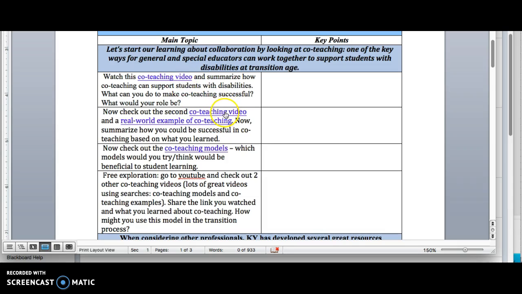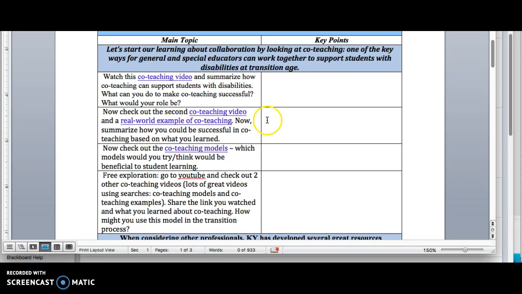So I've got some great videos that are embedded, including a real-world example of co-teaching that I'd like you to check out. And what I want you to be thinking about as you're watching them is, how can this concept help me support students who are a transition age? So if I'm in an ideal teaching setting and I'm a special education teacher working with a general education teacher and we are co-teaching middle school students or high school students, what can we be doing as adults to help students better prepare once they are no longer in school?